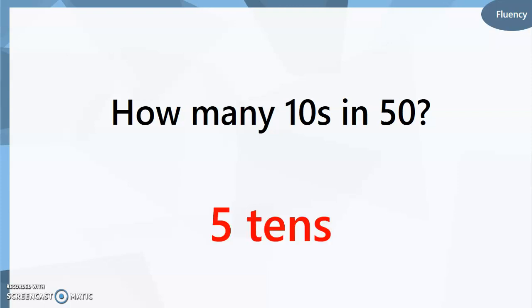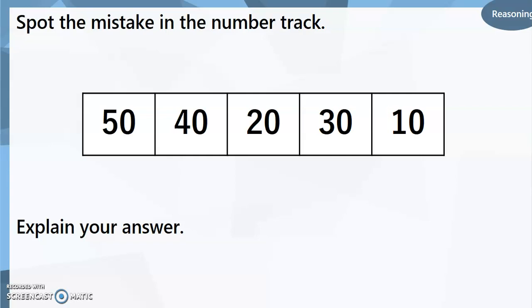We would have 5 tens, 10, 20, 30, 40, 50, like we showed with the money first of all. How many tens in 30? Have a think. 10, 20, 30. It's 3 tens. And again, we're going to scoot on and have a little look at some more reasoning problems.